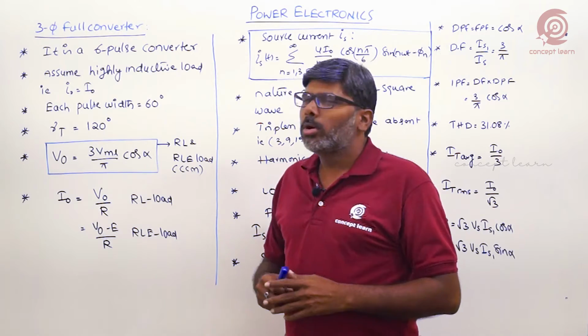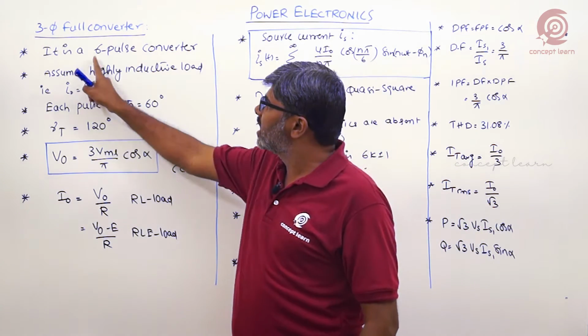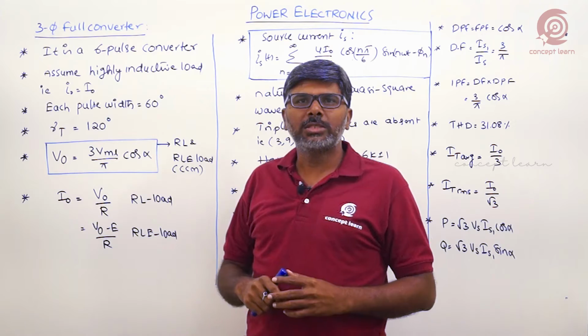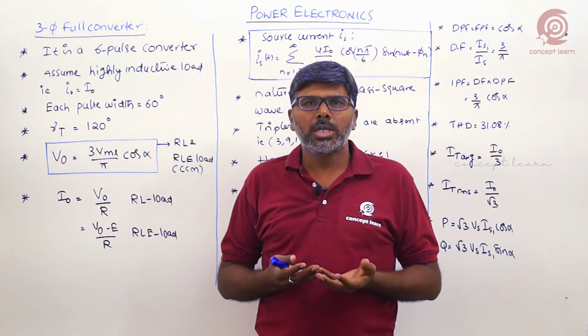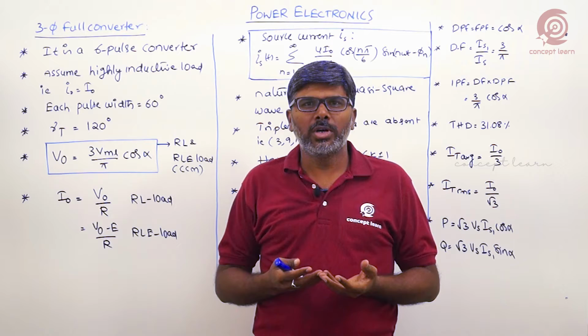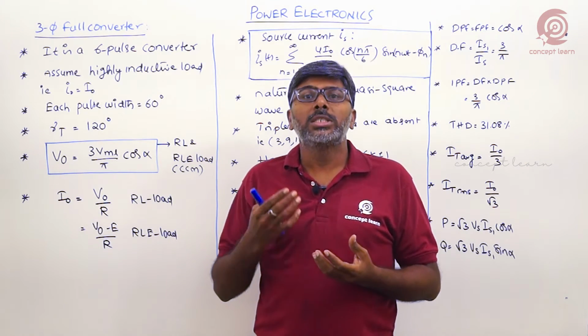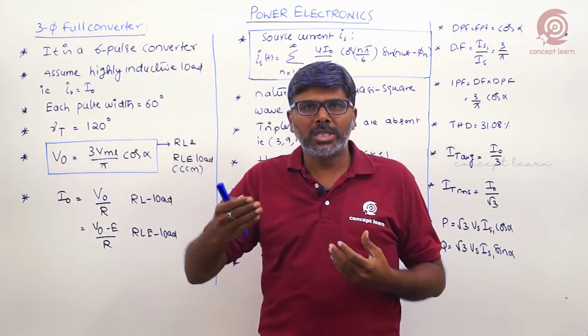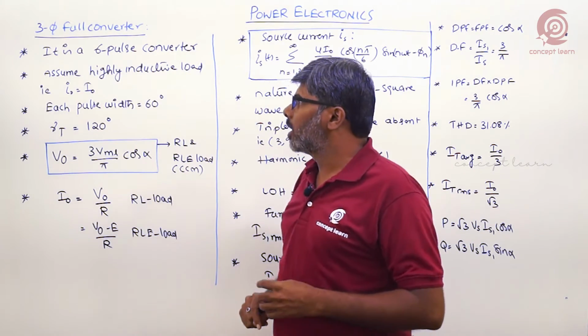So now let me talk about the three-phase full converter. Basically it is a 6-pulse converter. Why is it called 6-pulse? If you give the three-phase input to the converter, a three-phase rectifier full converter, the output DC contains 6 pulses with respect to one cycle of the supply voltage, so that it is called a 6-pulse converter.